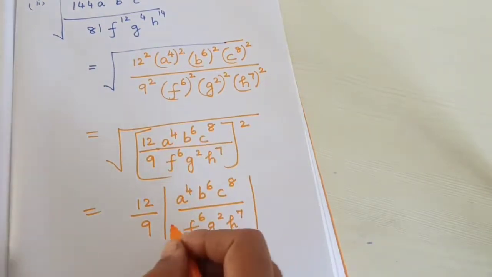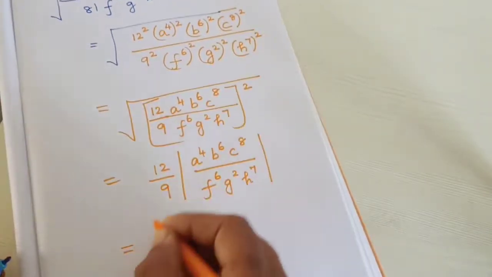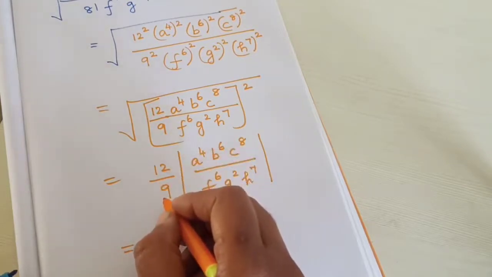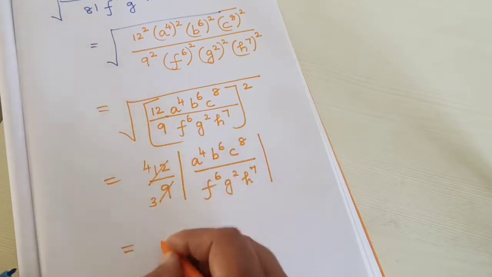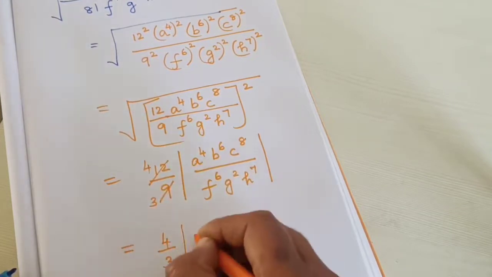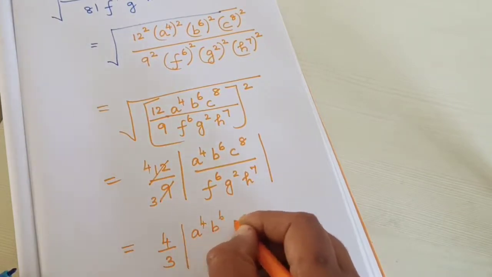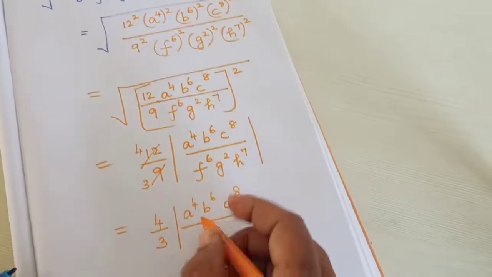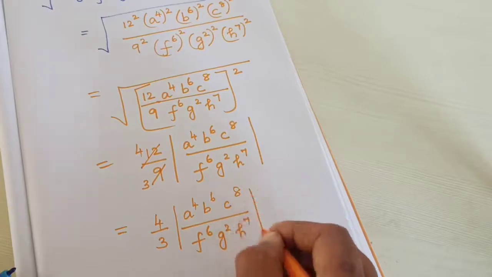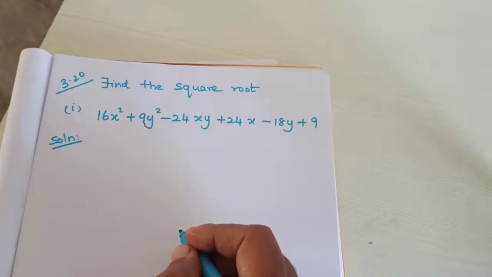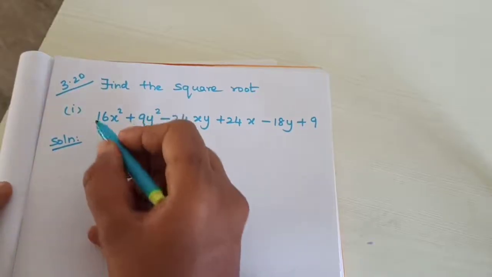Okay. If there are any common numbers, you can cancel them also. So here 12 and 9 come in which table? Third table. So we can cancel this: 4 times, 3 times. So the final answer is 4 by 3, a^4, b^6, c^8 divided by f^6, g^2, h^7. That's all. See, this is example 3.20.